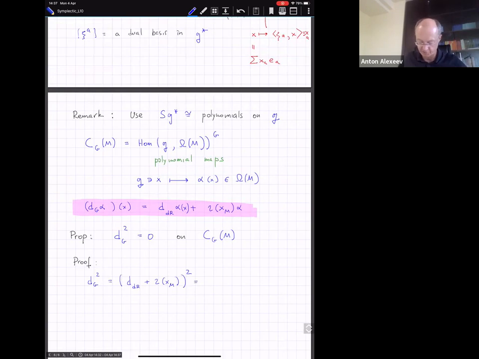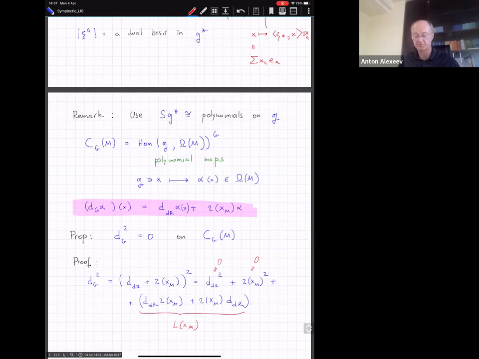And this is equal to d_dR squared plus iota of x_m squared plus d_dR iota x_m plus iota x_m d_dR. Well, so this is 0. This is also 0 because if you contract with the same vector field twice, you get 0. Finally, this guy is, by Cartan magic, L of x_m.